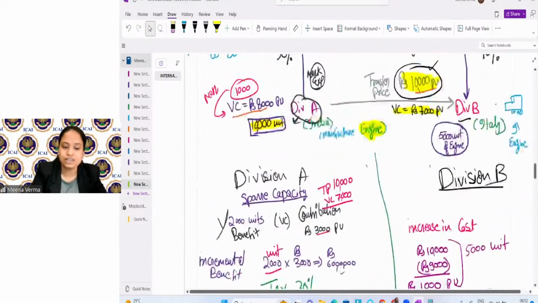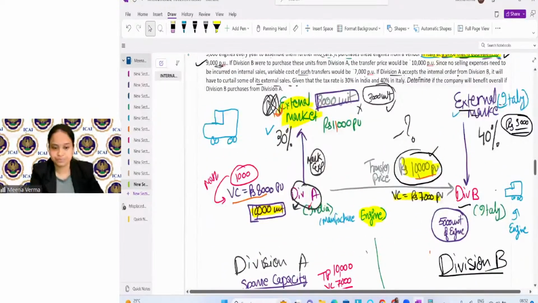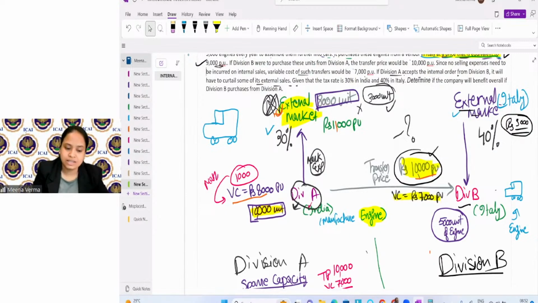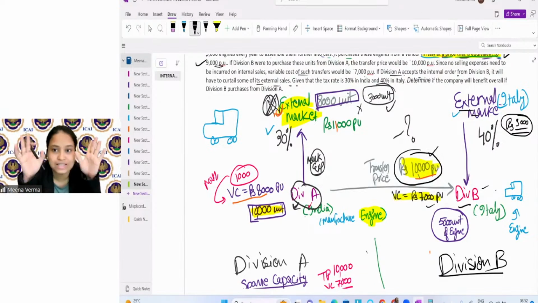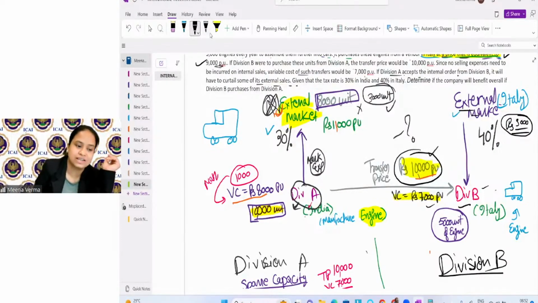Now look, what happened here? Though I told you that the transfer pricing set here is not good. Why? Because Division A had spare capacity. They were sitting idle. Recovering the marginal cost is enough for them. If Division A is recovering the marginal cost, it's sufficient for them. And Division B ends up paying more money to the Indian division. Still it is beneficial. Why? According to transfer pricing, this is not good, but still you can see the benefit is increasing because of the tax rate.